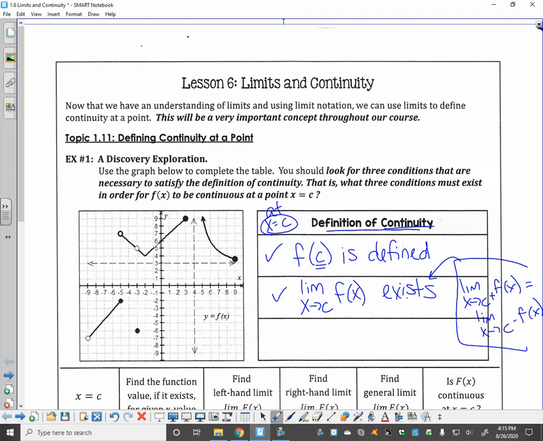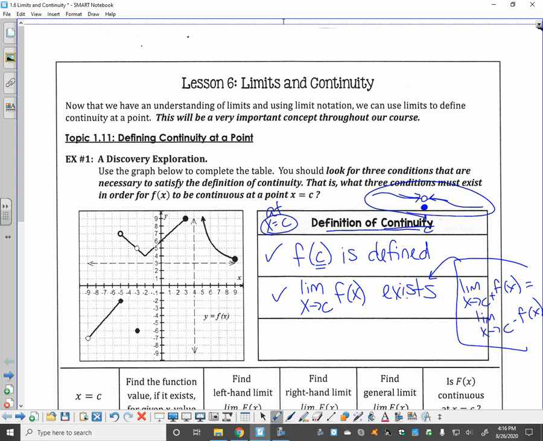f of c can be defined. Look at this. This is c. f of c is defined? Yep, there he is. Limit exists? Absolutely. From the right and from the left, it exists. But guys, is that function continuous? Absolutely not. It has a pothole in it.